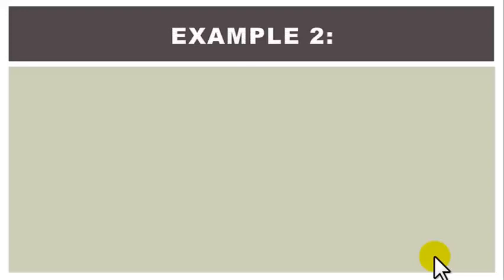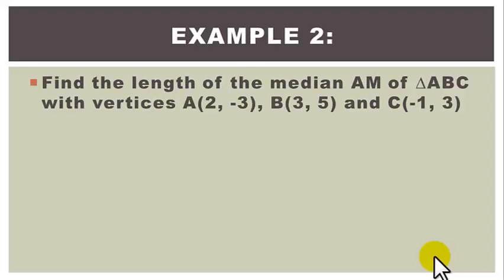Example 2. Find the length of the median AM of triangle ABC with vertices A(2, -3), B(3, 5), and C(-1, 3).